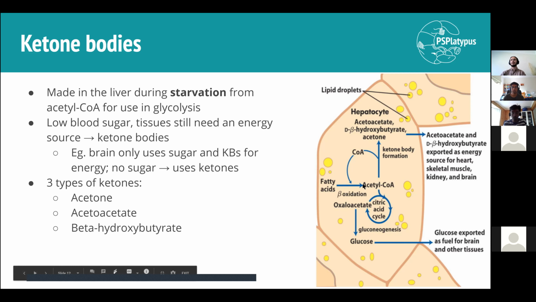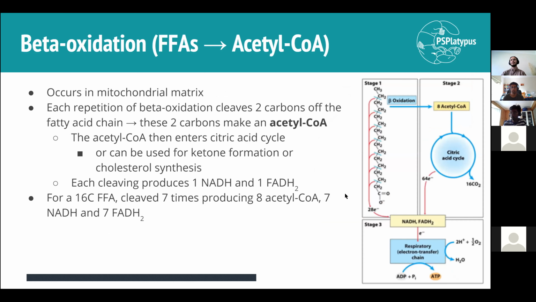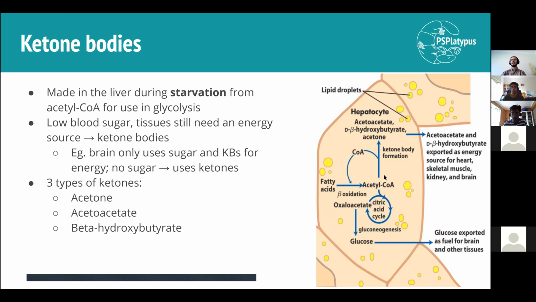And you can see in this diagram, don't get too intimidated by it once again. What you've got is fatty acids being converted into acetyl-CoA through that beta oxidation that we just talked about. And then from there, they're being converted into ketone bodies in a liver cell, a hepatocyte: acetoacetate, beta-hydroxybutyrate, and acetone. And then acetoacetate and D-beta-hydroxybutyrate are exported as energy for the heart, skeletal muscle, kidney, and brain.